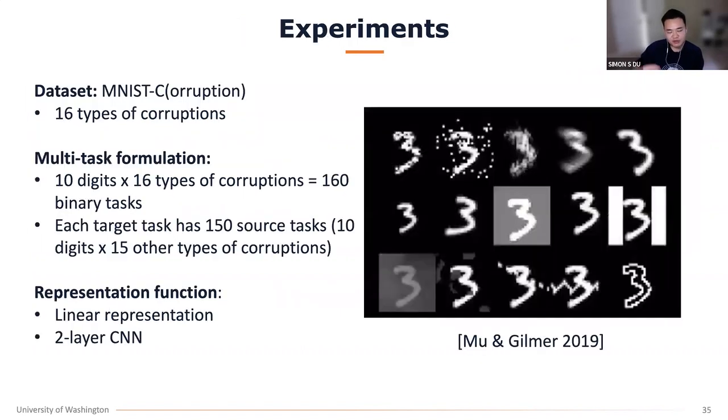In the end, let me show you some interesting experiments we tried. Here the dataset is called MNIST-C, where C stands for corruption. There are 16 types of corruptions: these are the 15 types, and the original image is also one type. So in total you have 16 types of corruption for the MNIST data. In total you will have 160 binary tasks, because we have 10 digits and 16 types of corruptions. And each target task has 150 source tasks, because we just use the 10 digits with the 15 other types of corruptions.